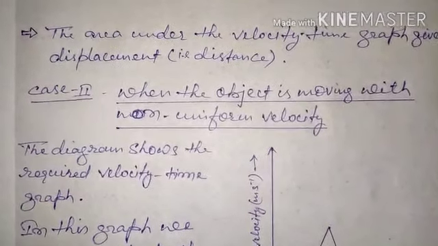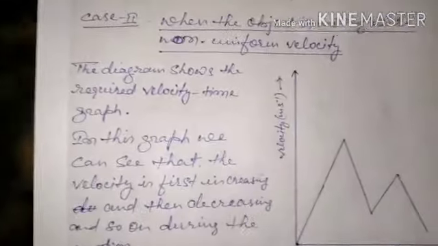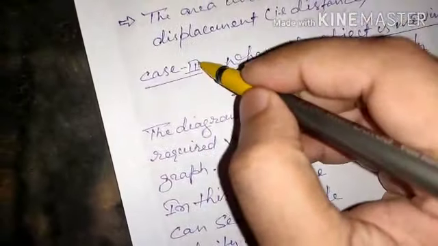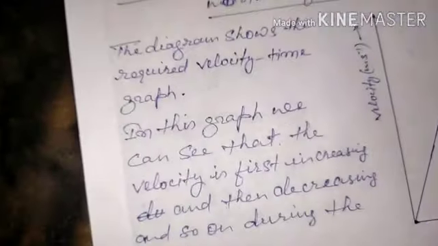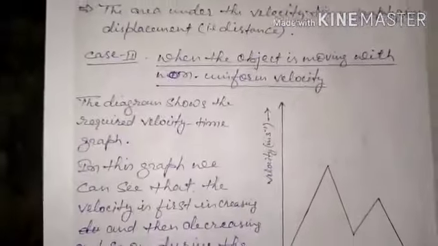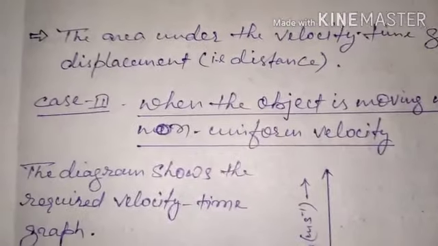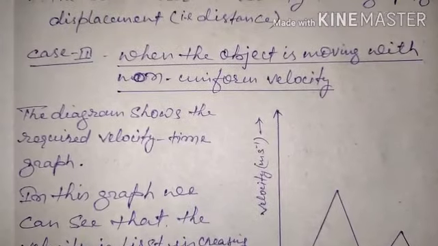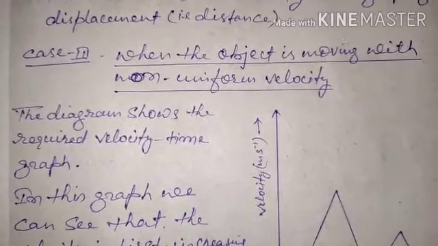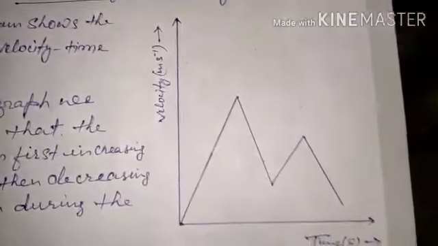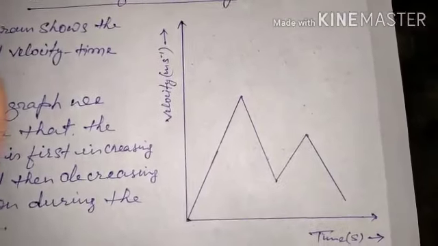Now let us move to the case third. Okay, sorry, this is the case third, just a second. Okay, let us discuss this thing. Now this is the very easy thing, you people have understood all the things now. Case third, when the object is moving with non-uniform velocity. So this is the graph which is showing the object which is moving with non-uniform velocity.